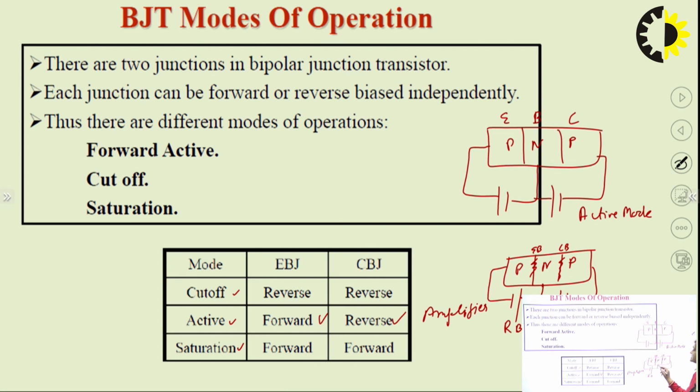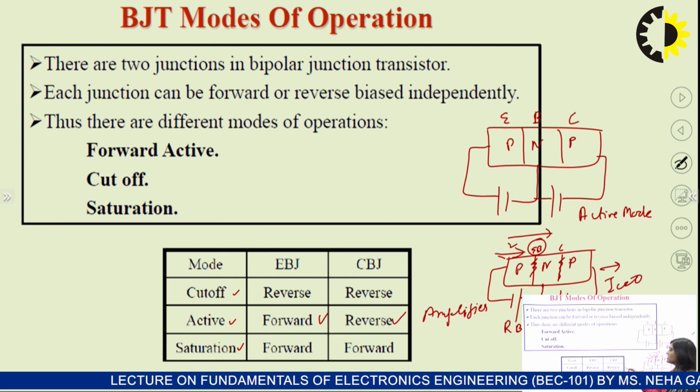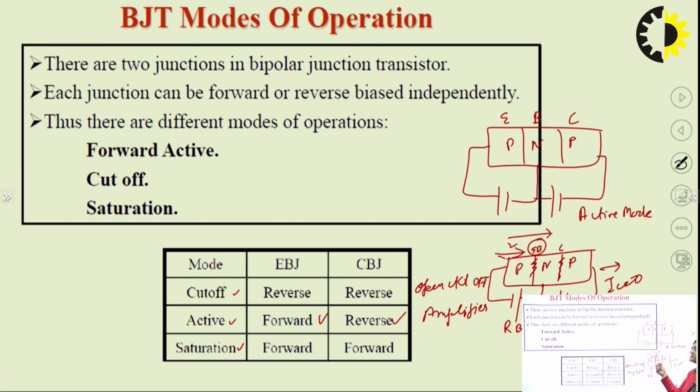In that case, the emitter base junction is reverse biased, so there is no majority charge carrier flowing here, because this junction is reverse biased. So input current will be 0. There will be no output current here. So in that case, IC would also be equal to 0. So in cutoff mode, the transistor will act as an open circuit, or it can be considered as off. The transistor will be in the off condition, because the emitter base junction is reverse biased, so no majority charge carriers will be able to cross the junction and reach the collector.